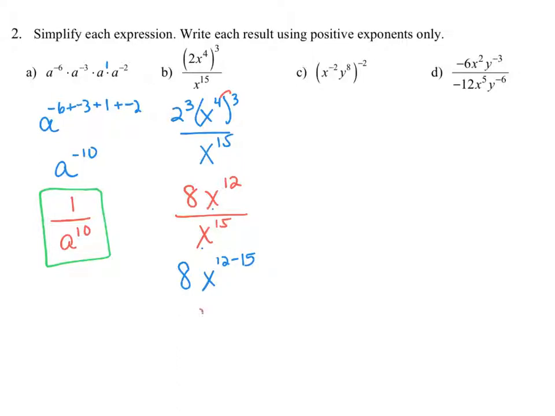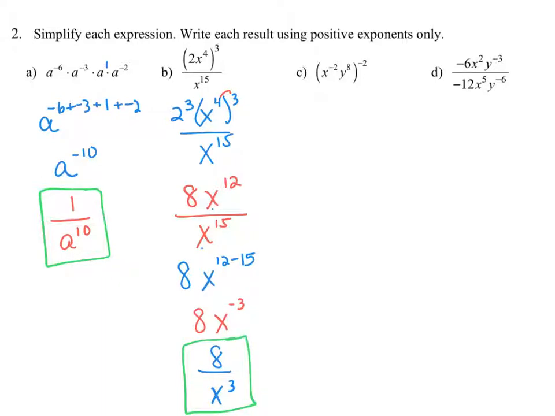So then we have 8 times x to the negative 3 power, but we want to write our result using positive exponents, so we can keep that 8 in the numerator and x to the third in the denominator. So our answer is 8 divided by x to the third.